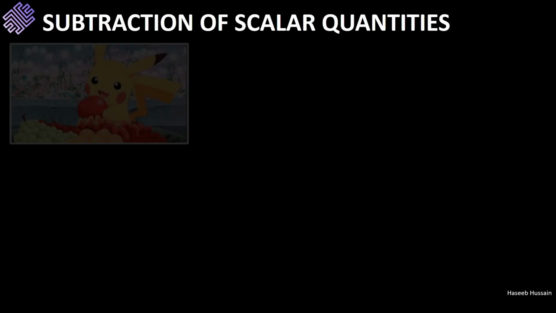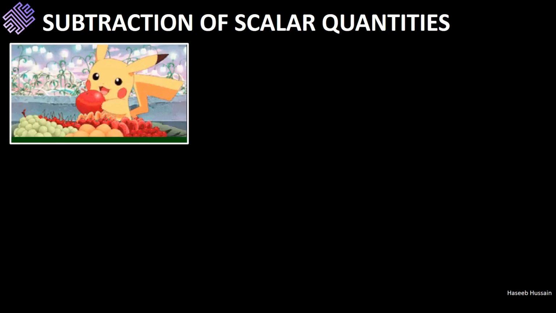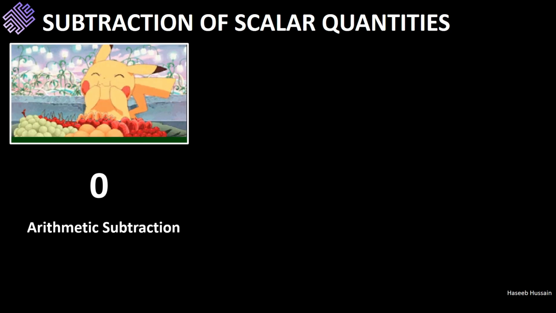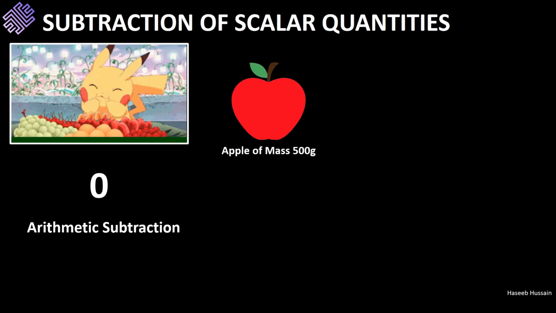We have Pikachu here. He has only one apple. And he eats that apple. Is there any apple left? Well, no. He had one, and now that one is gone. So 1 minus 1 equals 0. Simple arithmetic subtraction.